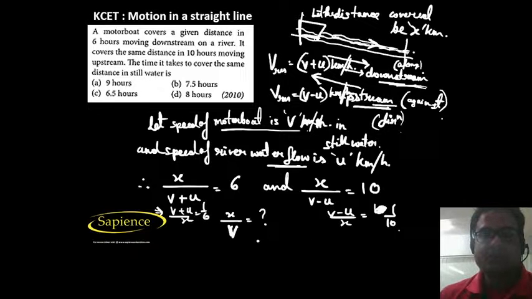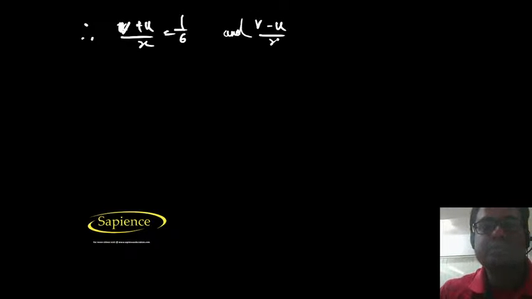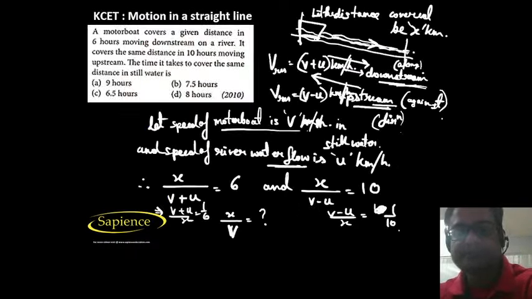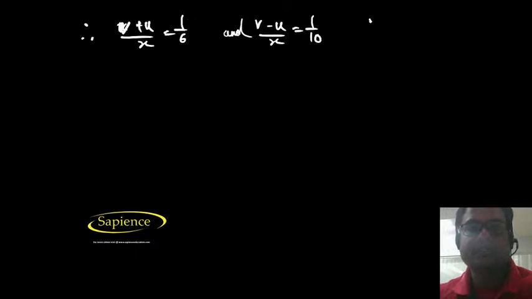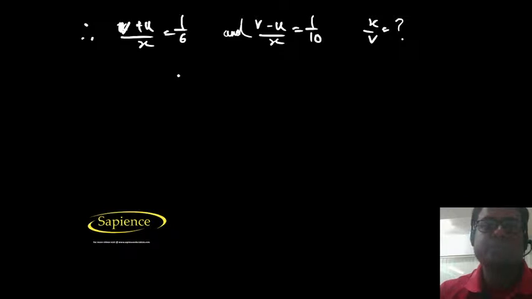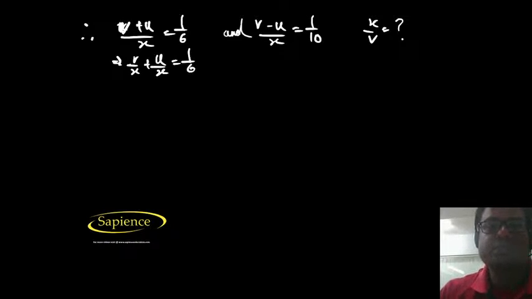So then, therefore, here we can see that (v plus u) by x is equal to 1 by 6, and (v minus u) by x is equal to 1 by 10. And we have to find x by v. So from here you can see that v by x plus u by x is equal to 1 by 6, and v by x minus u by x is equal to 1 by 10.